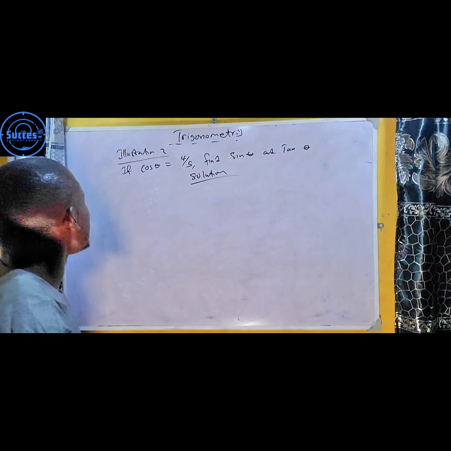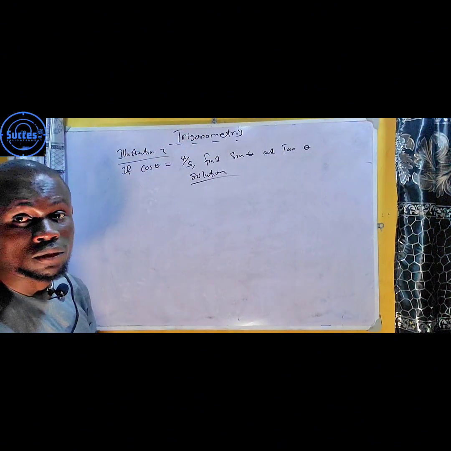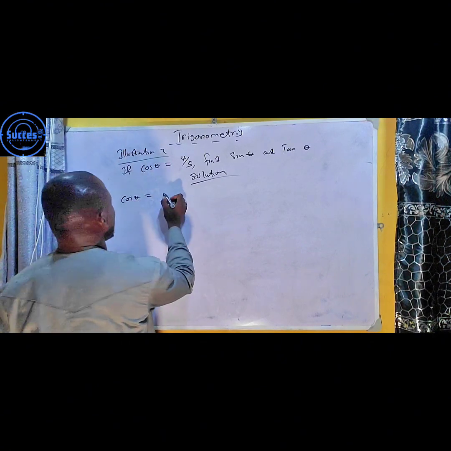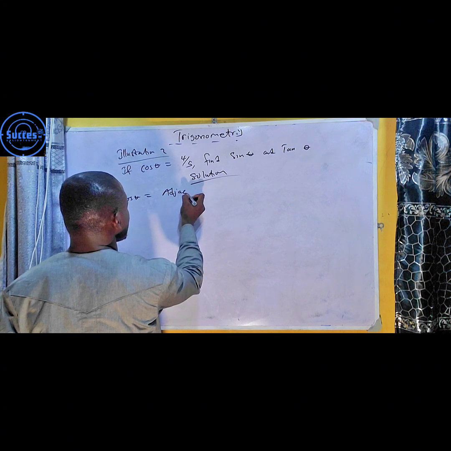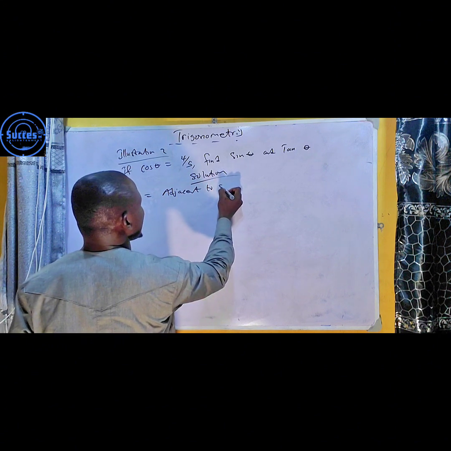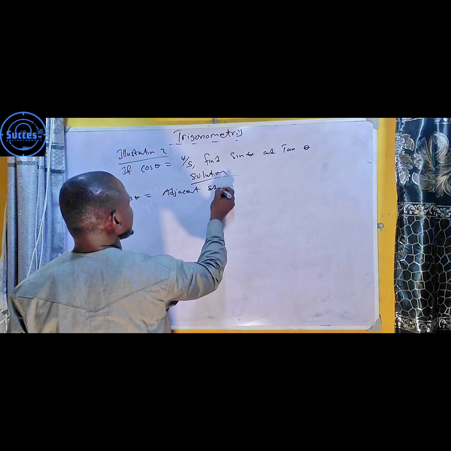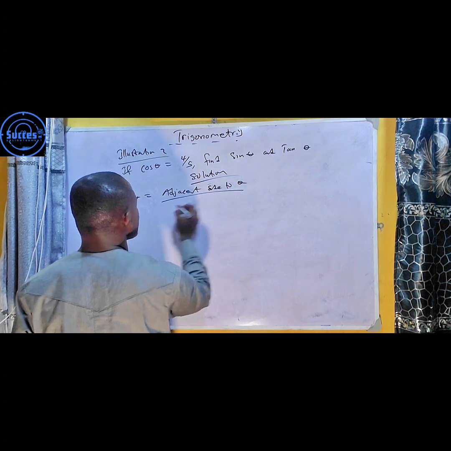All right. We have cos theta equals 4/5. Don't forget, cos theta equals adjacent side to theta all over what?